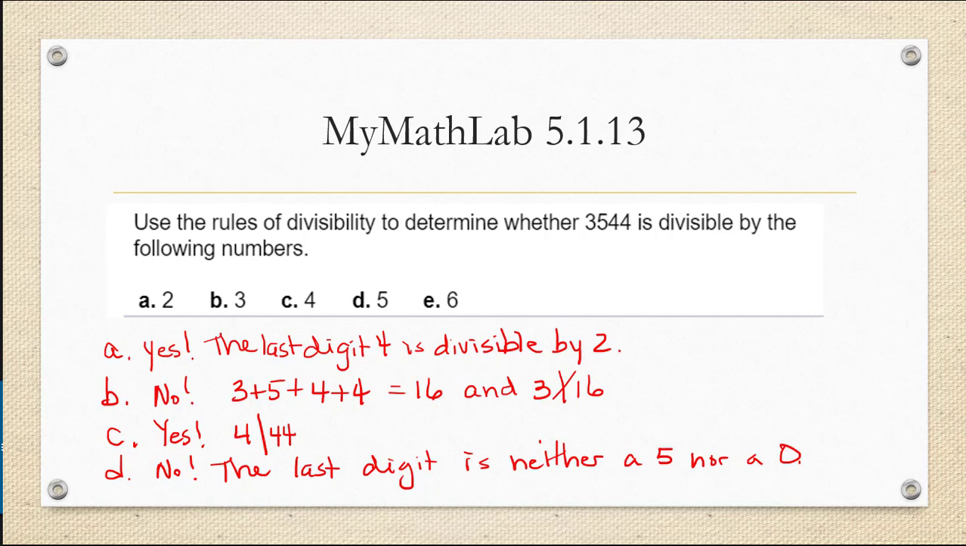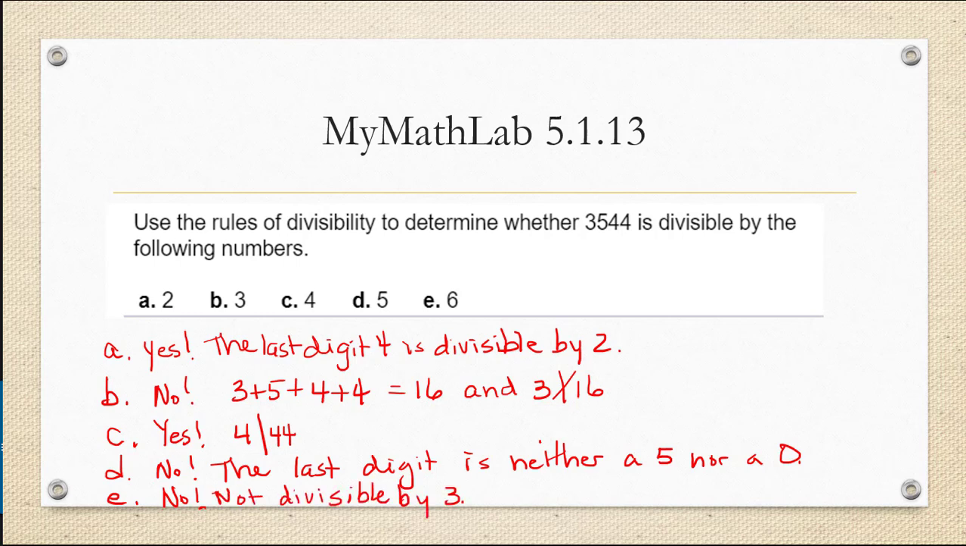And finally, let's determine if it's divisible by 6. If you said no, you're correct, because to be divisible by 6 implies that it's divisible by both 2 and 3. While it is an even number, it's not divisible by 3.